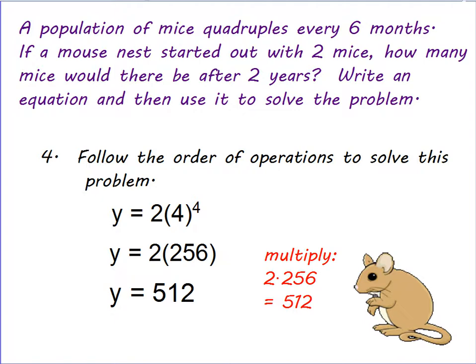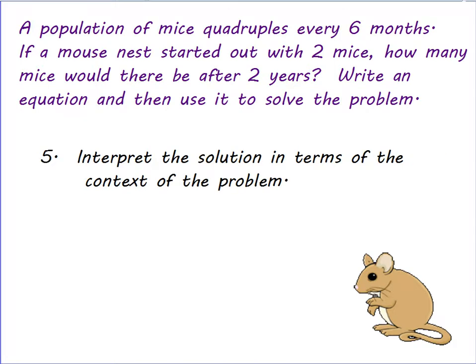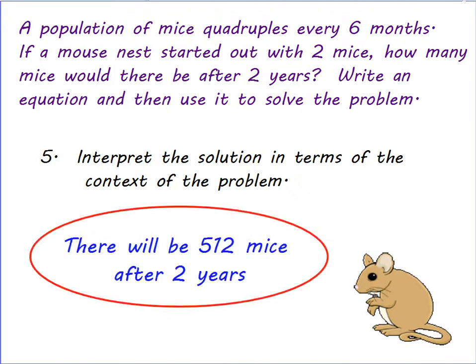Now 512, we're almost done, but just saying the number 512 doesn't mean a lot according to our situation. So the last thing you need to do in context problems is interpret the solution in terms of the context. What I mean by that is explain your answer. In this case, 512 means that there will be 512 mice after 2 years.